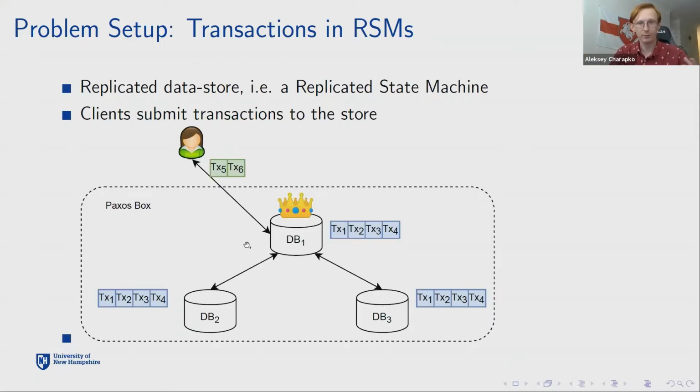So here I show this little example. We have this Paxos box. We have one node as the leader. It has these transactions 1, 2, 3, 4, which have been replicated to the replicas, and all nice and peachy. And the client can submit more transactions to the system. Let's say transaction 5 and 6, and they will get to the leader. The leader will replicate them, and the database needs to execute them essentially in the same order, right?